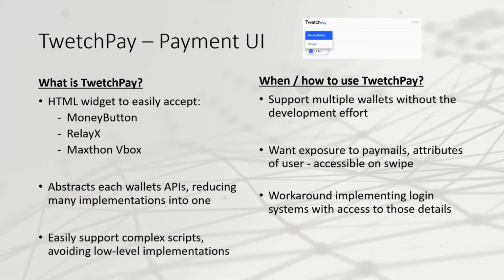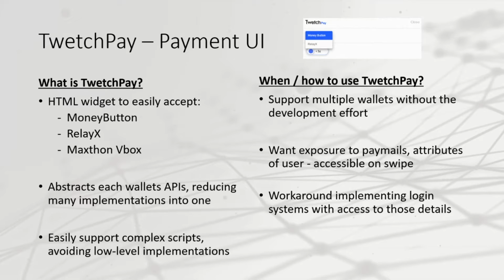What it does is, because there's uniform response objects, right? I get the paymail, I get the transaction hash. There's no need to write different software for both of those. So no matter how the user pays, you get the same response back, regardless of whether there was a RelayX swipe or a Money Button swipe. You can also easily support complex scripts, and you can avoid using these low-level implementations.